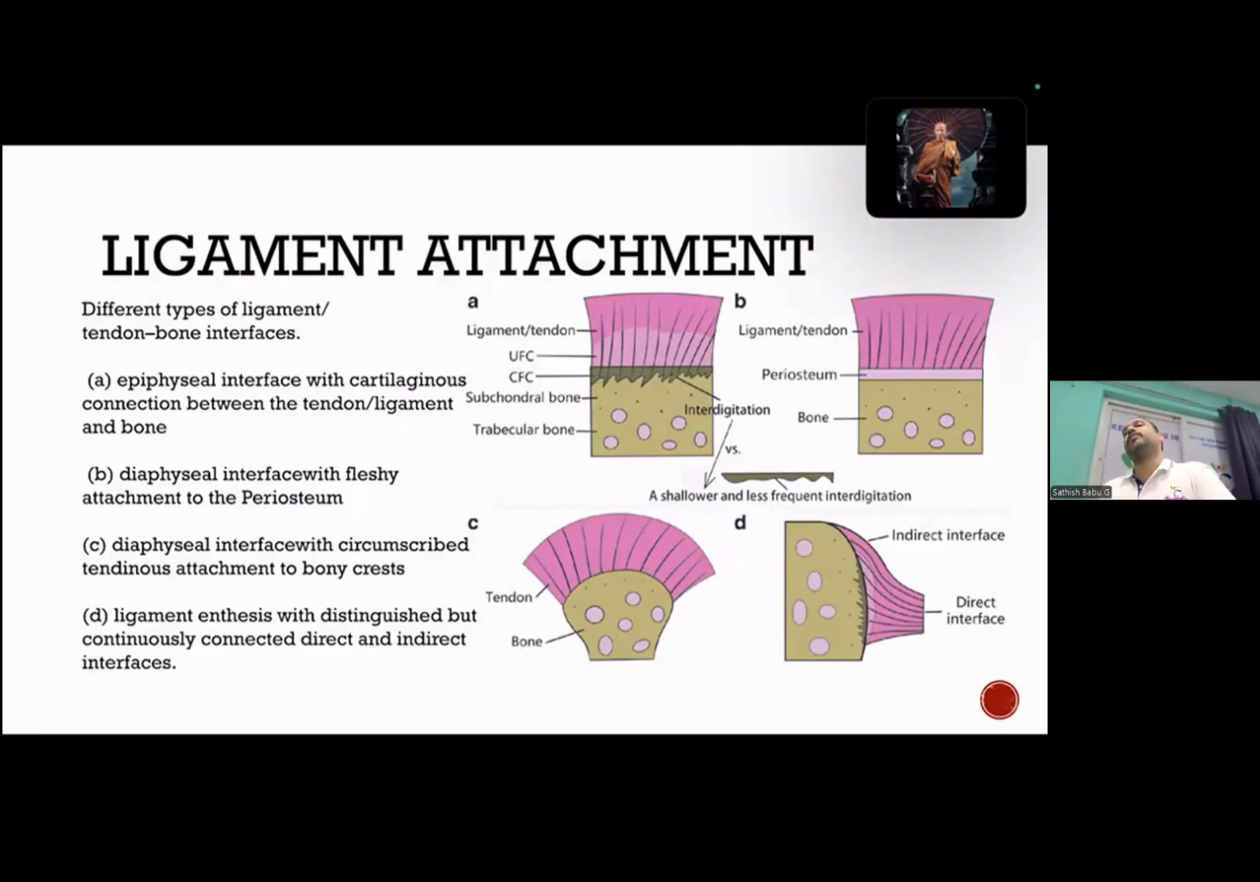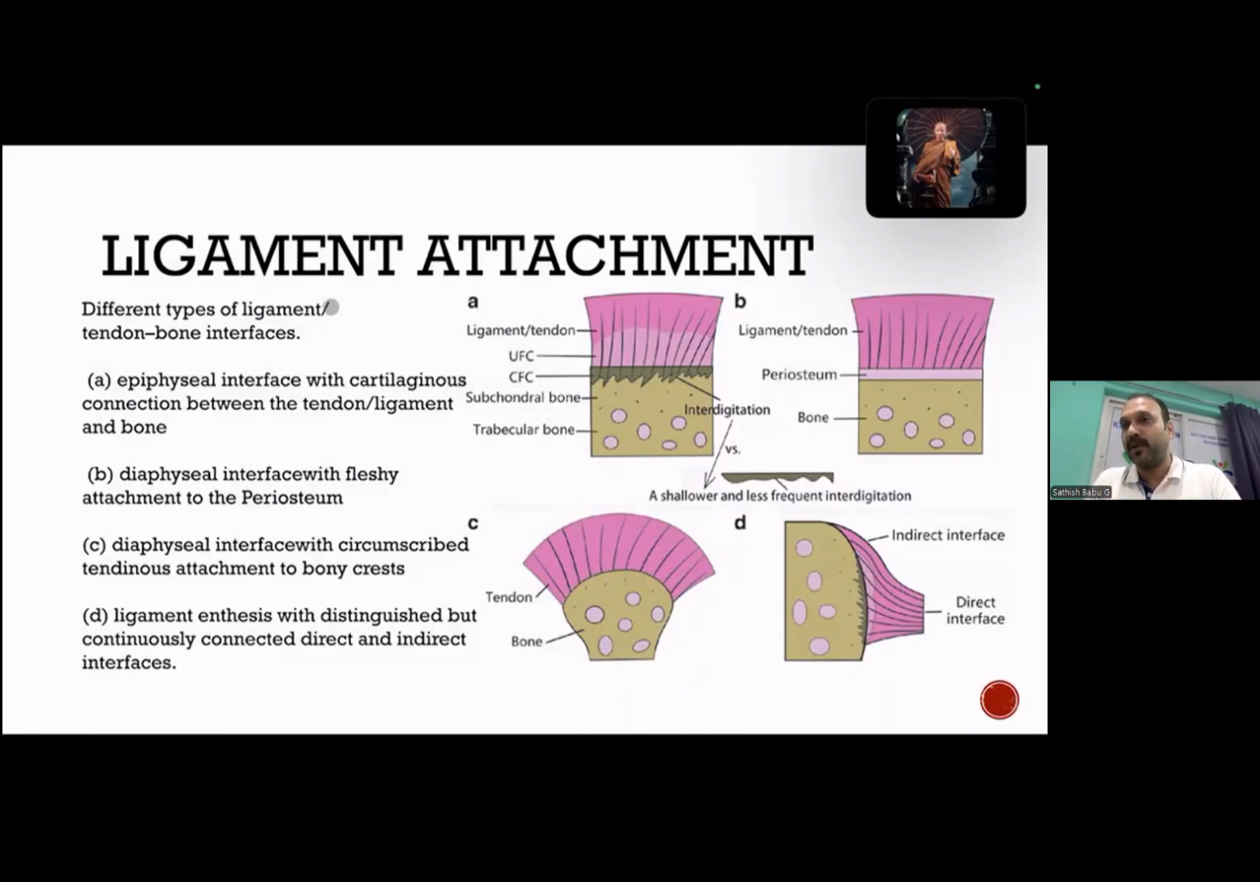So this kind of particular cartilage or ligaments you can see in the ribs over here, costal vertebra. So there is the cartilage over here, the bone forms some amount of ligament, and tendon also attaches over here. The second one is diaphyseal interface with a fleshy attachment to the periosteum.